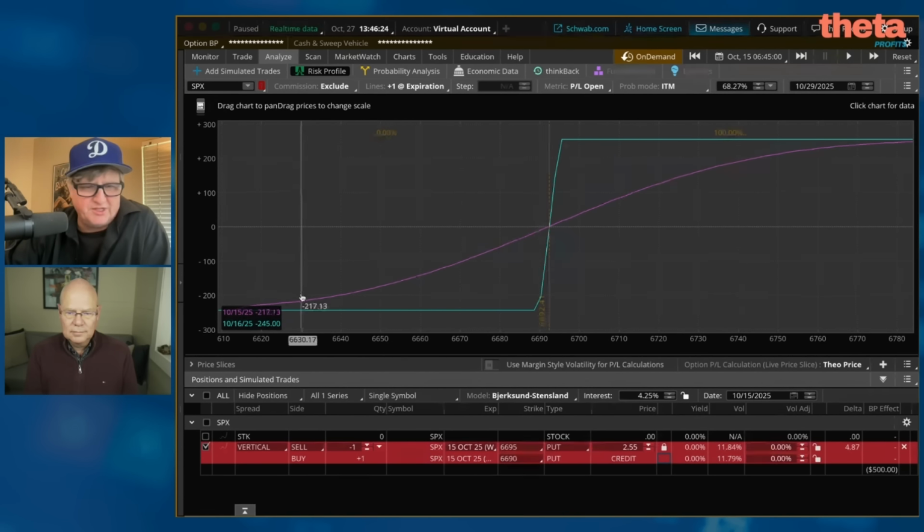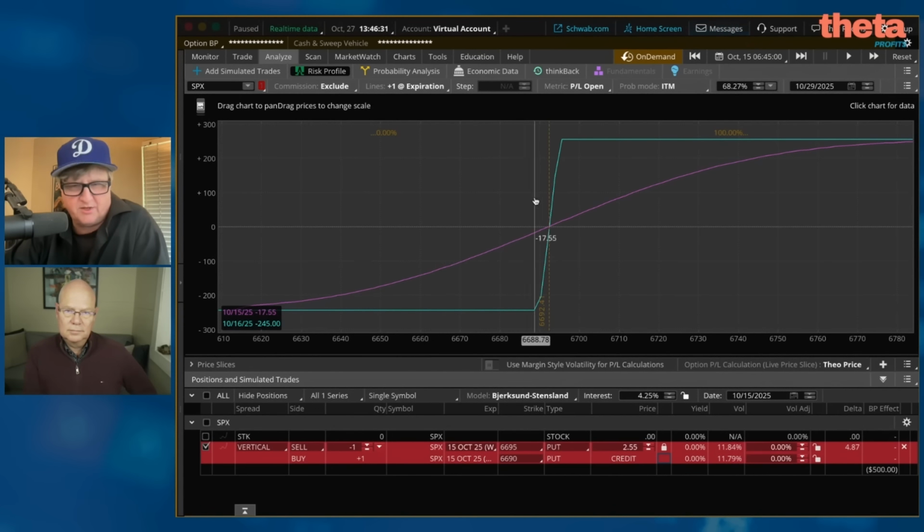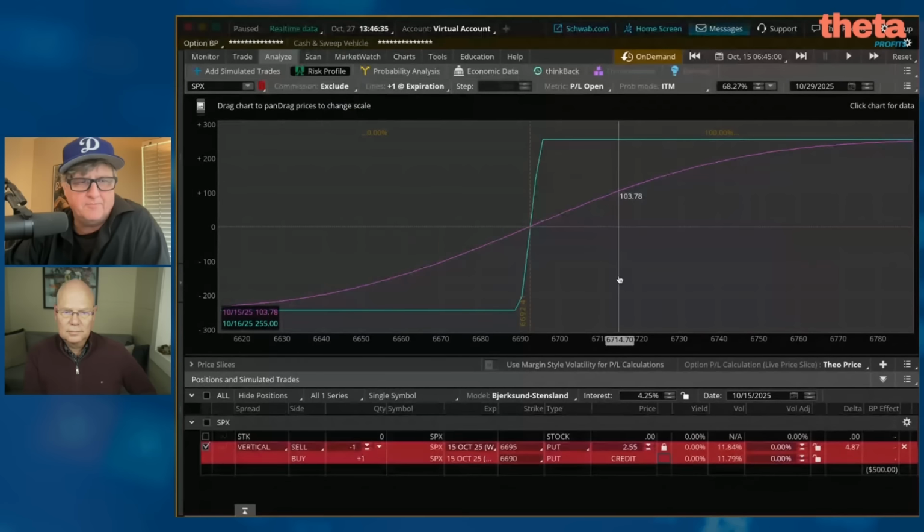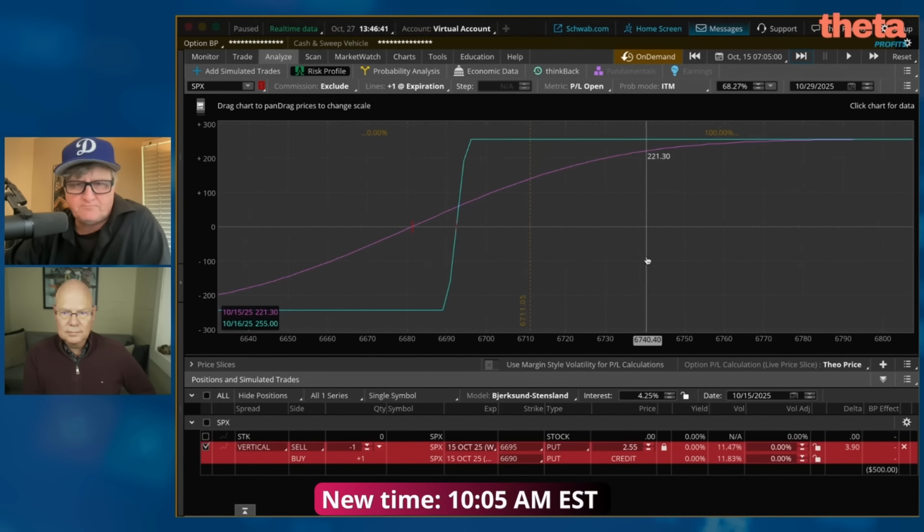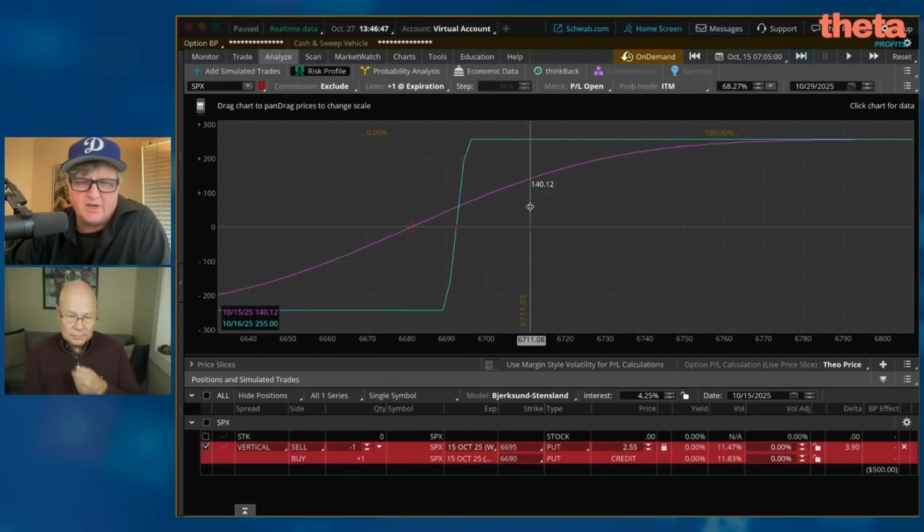And so on the risk graph, you can see that we're risking our total worst case scenario risk at this point is $245 of loss. Up here, we can make up to 255. So that's basically a 1-to-1. So then I'm going to go ahead and go forward by 20 minutes like we did with the first one. And you can see we've moved into the tent. This trade is up 140-ish bucks.